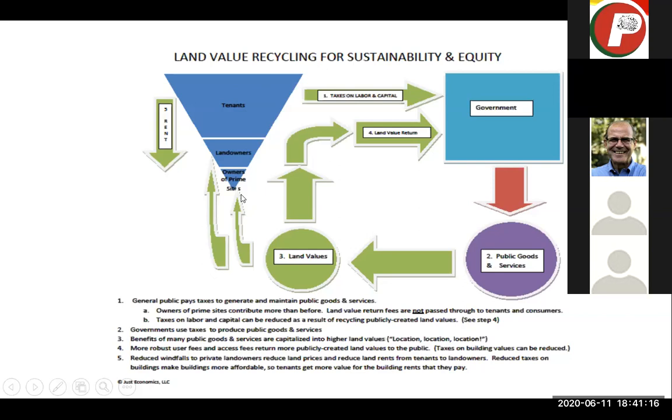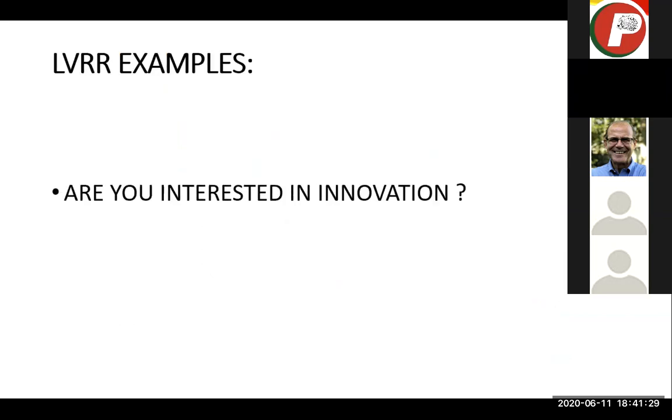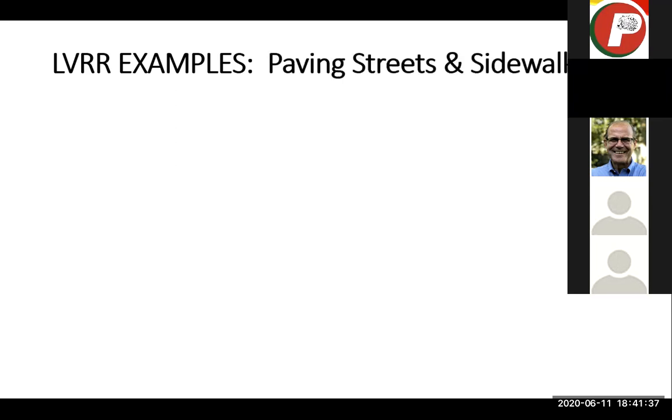So this is what we mean by land value return and recycling. This is a little overview of the theory. And now let's talk about how it's worked in the real world. And I don't know about most of you, but as for me, when I'm really interested in finding examples of innovation, I look back into history to find it.